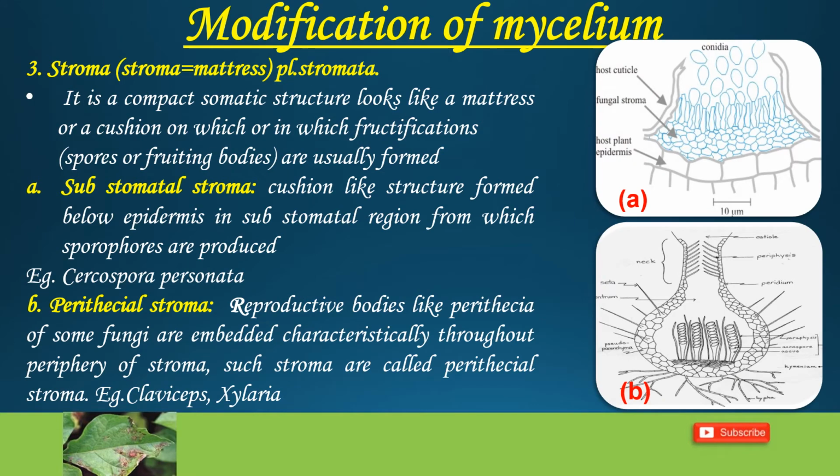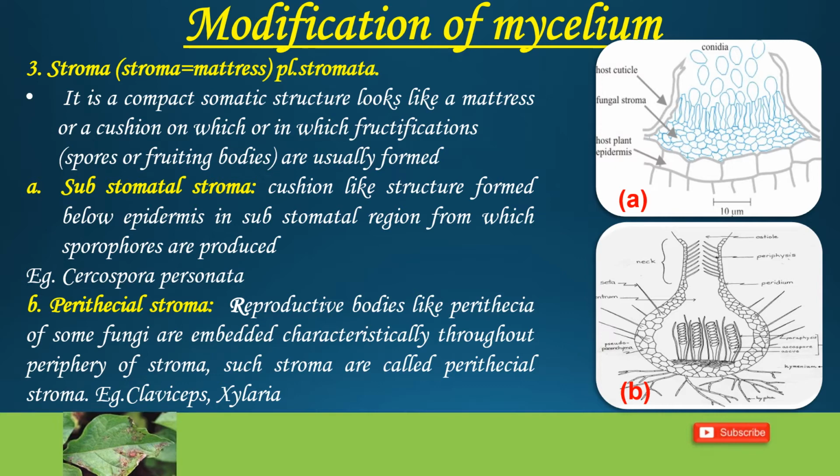Stroma. Stroma means mattress-like structure, and stroma is a compact somatic structure which looks like a mattress or a cushion on which or in which fructifications, that is spores or fruiting bodies, are usually formed. Stroma is of two types, substomatal stroma and perithecial stroma. In substomatal stroma, cushion-like structures are formed below the epidermis in the substomatal region, from which sporophores are produced. Example, Cercospora personata. In picture A, we can see the stroma forming a cushion-like structure on which conidiophores are produced, which give rise to conidia.